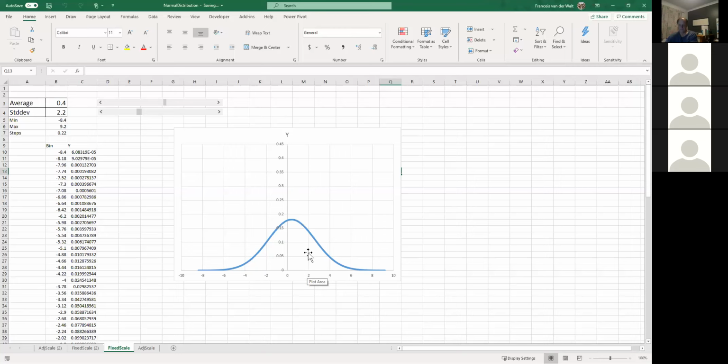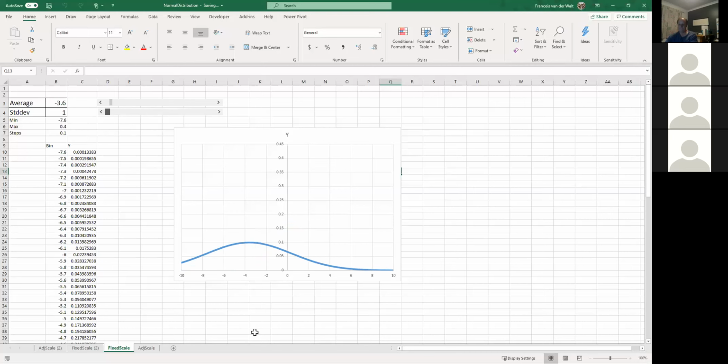Anyone got an idea? What is the size of the area underneath this curve? With probability, it always adds up to 1. So the area underneath this curve always has to be 1. Regardless of how I move the scale around, this area will always be 1. That's what that mathematical formula gives us. Regardless of how you move it, it's always 1.